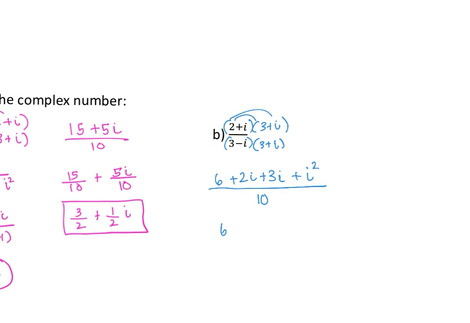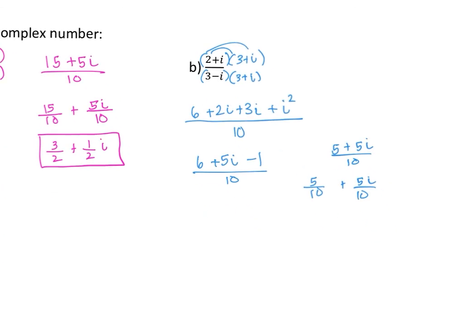We end up with 6 plus 5i minus 1 over 10, or 5 plus 5i over 10, which is 5 over 10 plus 5i over 10, and reduced, that is just 1 half plus 1 half i.